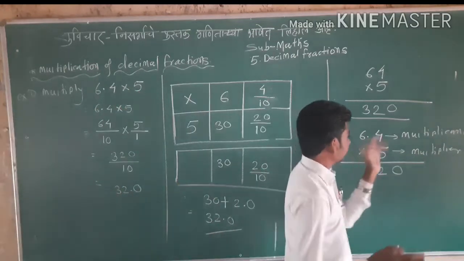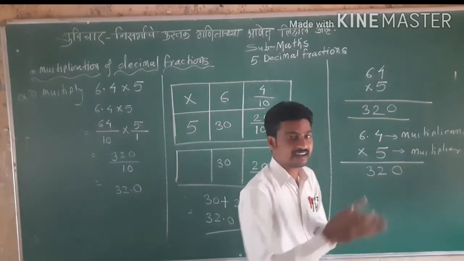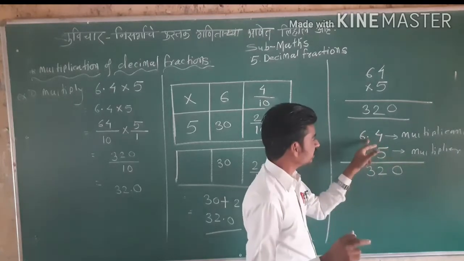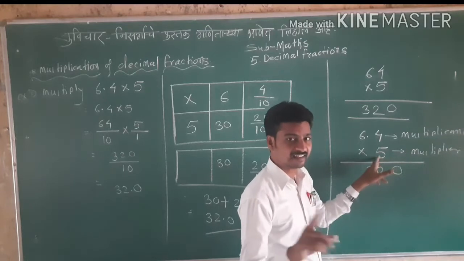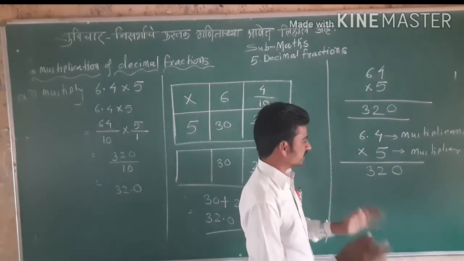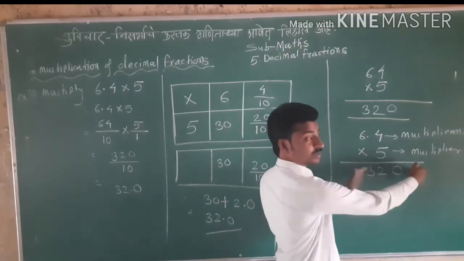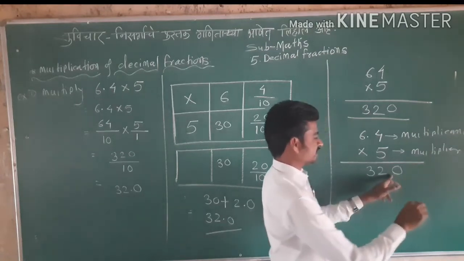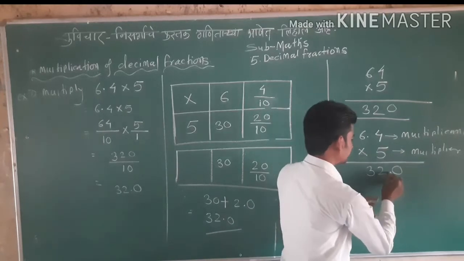See here, in the multiplicand, how many places are there after the decimal point? One. Is there a decimal point in the multiplier? No. So in the product, count the places from right to left and put the decimal point before one place.